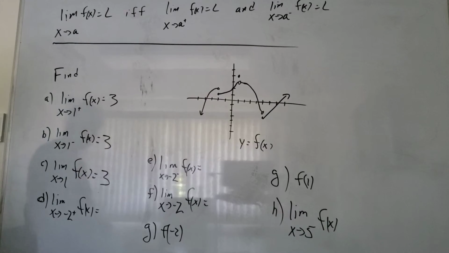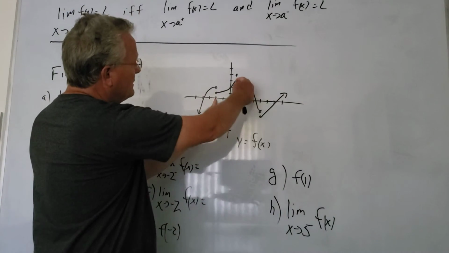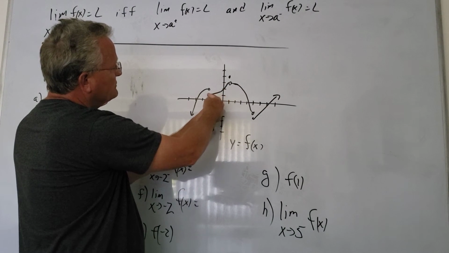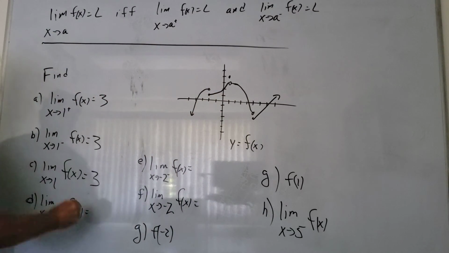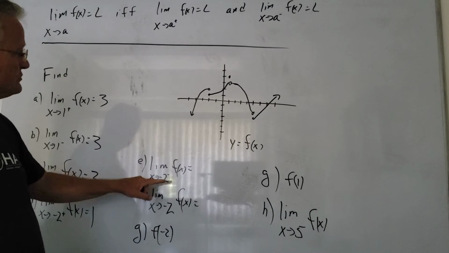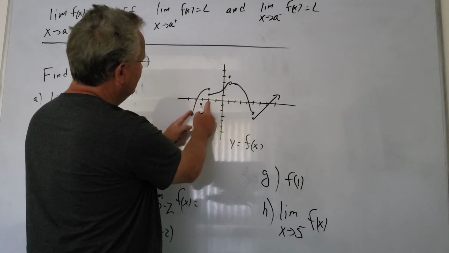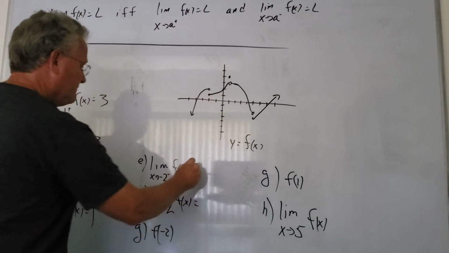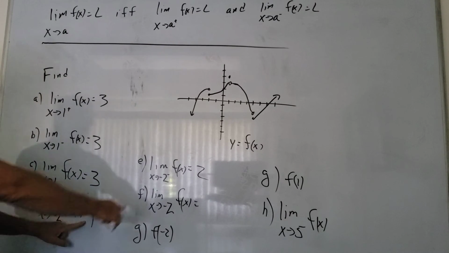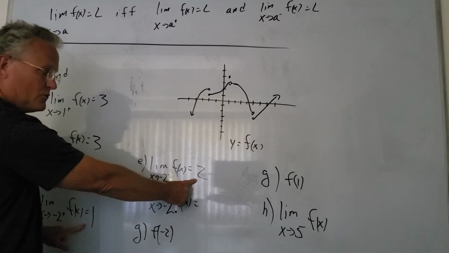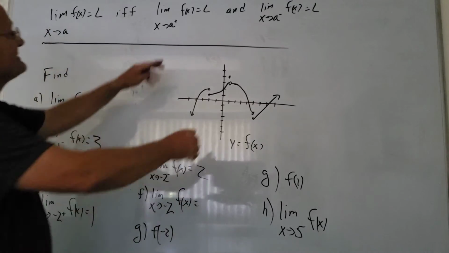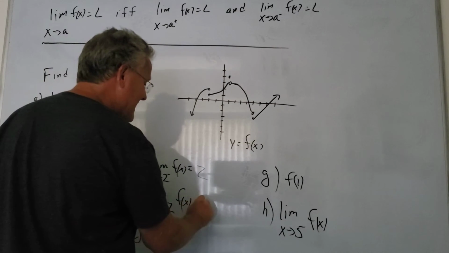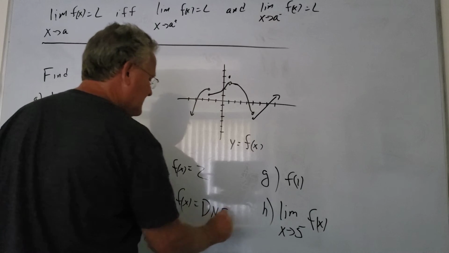What's the limit as we approach -2 from the right? Well, here's -2. As I move along the curve, moving in from the right, it looks like our y value is going to be 1. What about approaching -2 from the left? Well, here's -2. As I come in from the left, it looks like our y value is going to be 2. The limit from the right is 1, the limit from the left is 2. These are not equal, so this limit does not exist because the limit from the left and right are not the same.